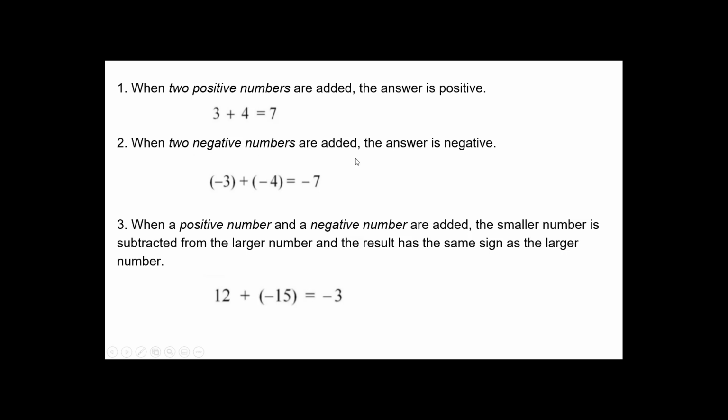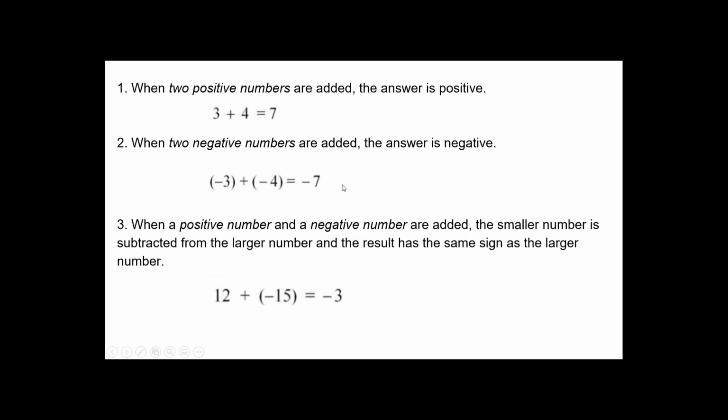When two negative numbers are added, the answer is negative. So if we look here, we have a -3 plus a -3. That equals -7. We'll expand on that a little bit more. You do not need to actually write it this way, but for clarification, if this confuses you, you should take these steps to make sure you understand you're dealing with negative numbers.